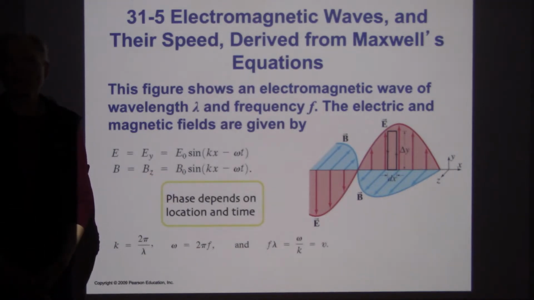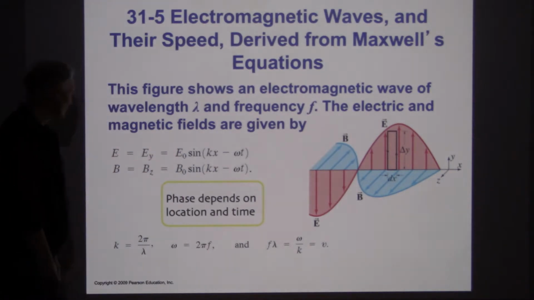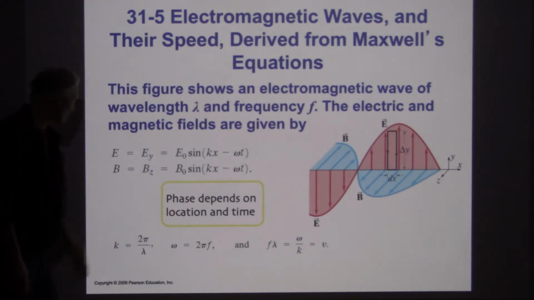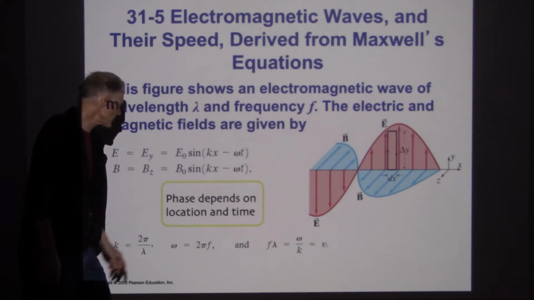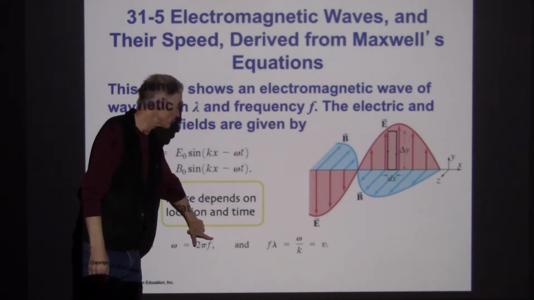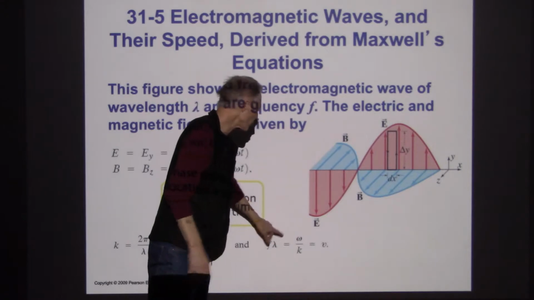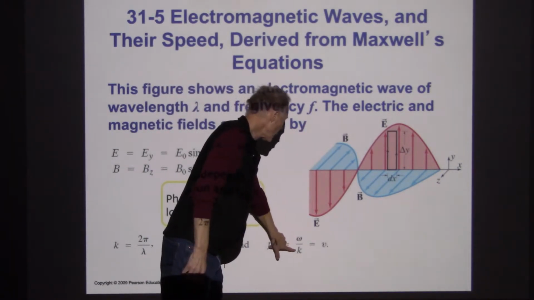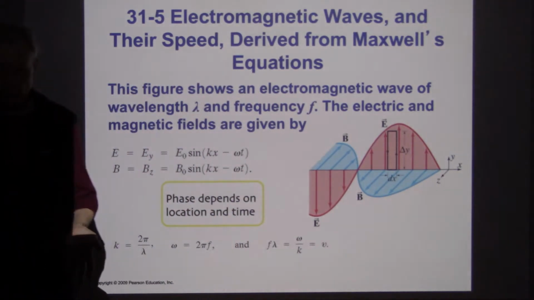Waves can look like other functions. Okay, so we don't want to get too attached to these sine and cosine functions. Now, phases depend on location and time. Here is the wave number related to the wavelength. Here is the angular frequency related to the frequency. And then the frequency times the wavelength for a propagating something can be written as omega over the wave number, which is the velocity.